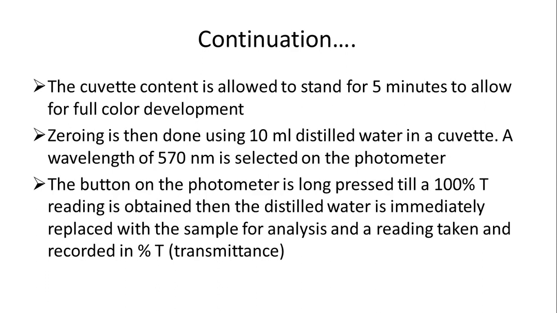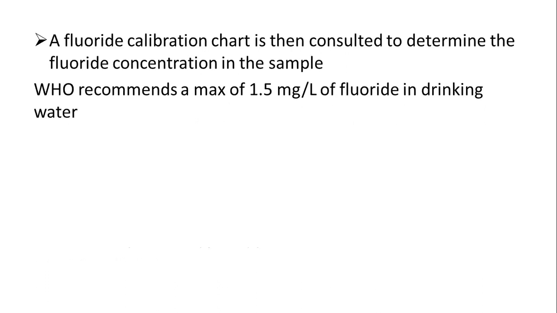And then after getting your reading in percentage T, that is percentage transmittance, that is the amount of light that has passed through your sample, you're going to compare it with the fluoride calibration chart, which is provided, to determine the fluoride concentration in the sample. As I had said before, we recommend a maximum of 1.5 milligrams per liter of fluoride in drinking water. But different countries recommend different levels, depending on the fluoride you come into contact with.